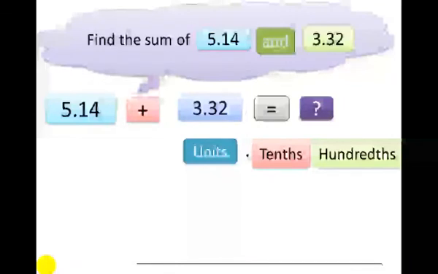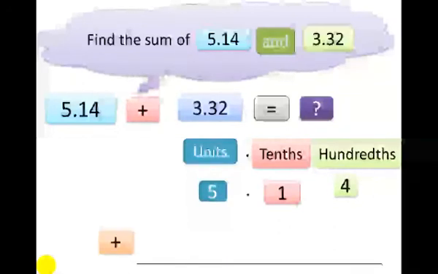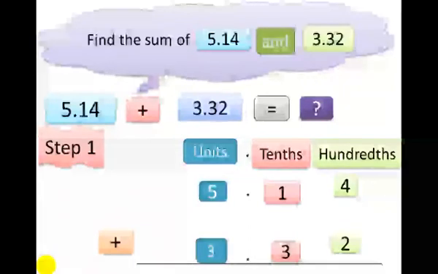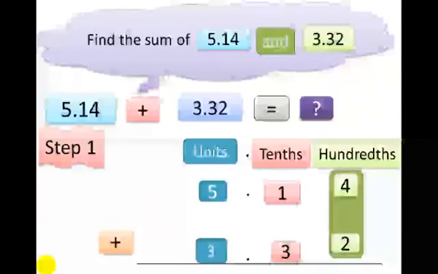Let's start from the first number. 5.14 plus, always remember to put your sign. 3 units, decimal point, 3 tenths, 2 hundredths. Firstly, you move from the right hand side of the place value table to the left hand side. We add 4 hundredths plus 2 hundredths.